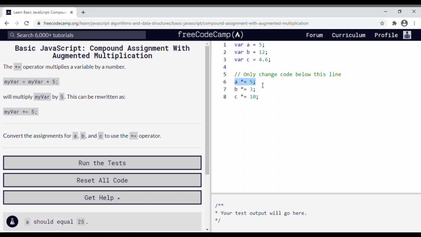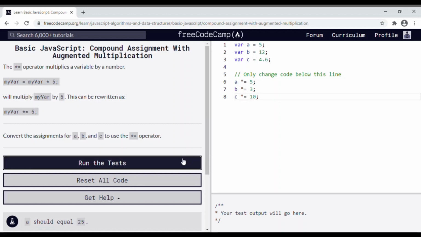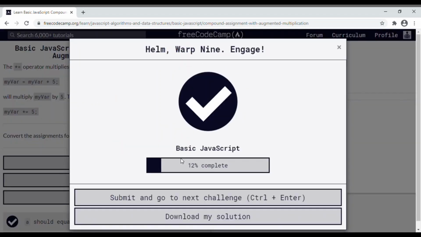So basically doing A is now equal to, when you're rereading it, or you're putting it in shorthand form, you're saying A is equal to A times 5, which is 5 times 5. B is equal to B times 3, which is 12 times 3. C is equal to C times 10, which is 4.6 times 10. Complete.